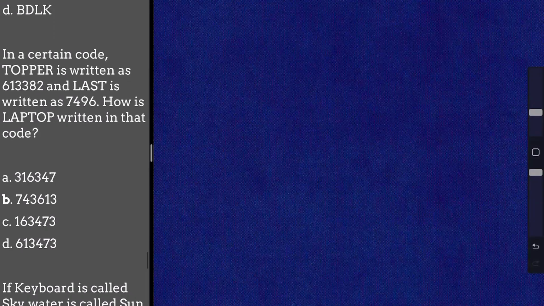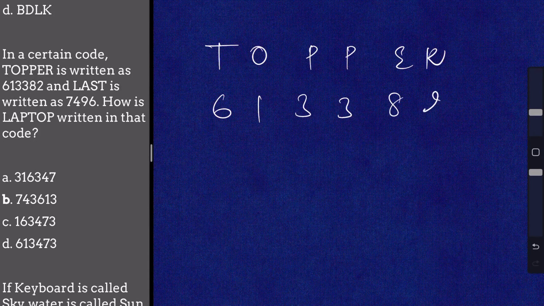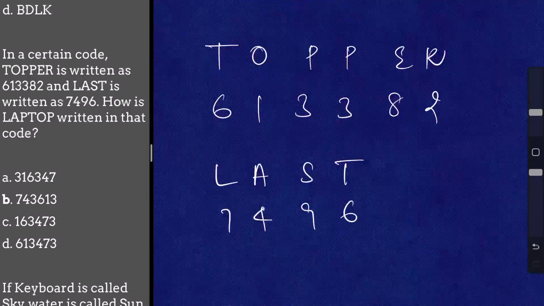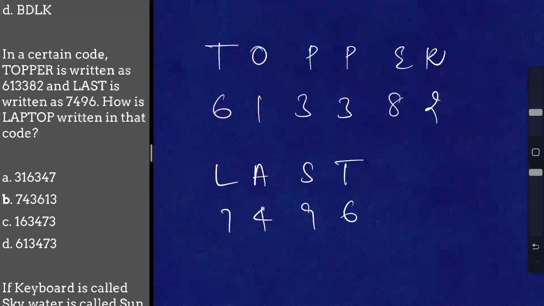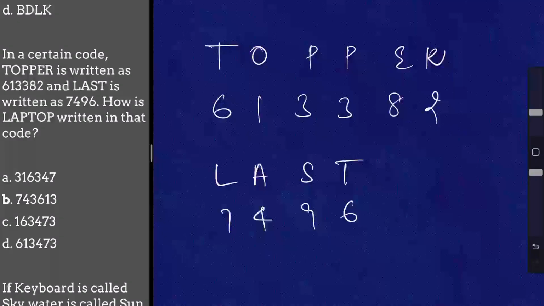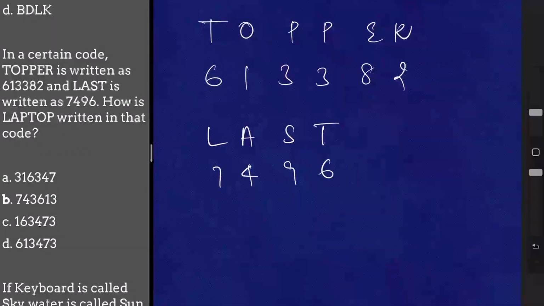Next, in a certain code, TOPPER, topper, is written as 613382 and last is written as 7496. Now here what we notice is each letter is given a unique digit. That is the thing. There is no rule as such which is being followed. For instance, T becomes 6, O becomes 1, P becomes 3, E becomes 8, R 2, etc. Now with this we'll have to identify the code for laptop.